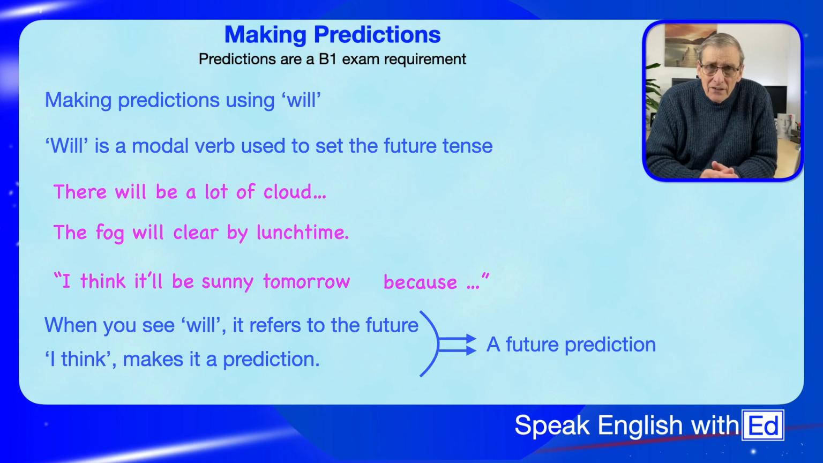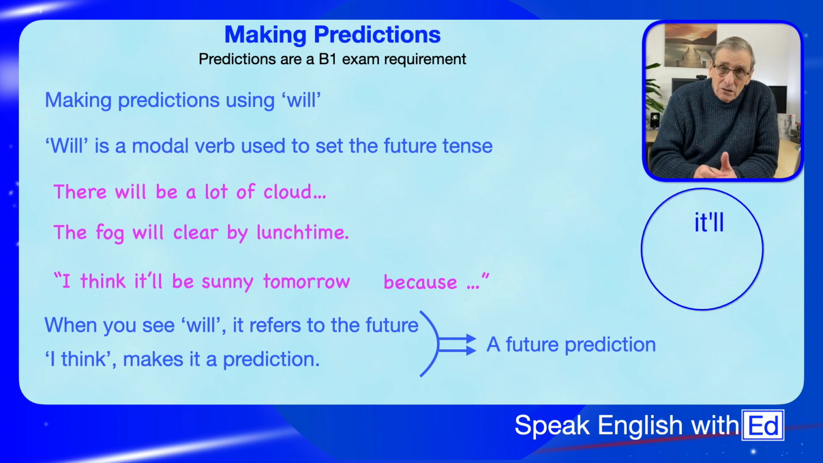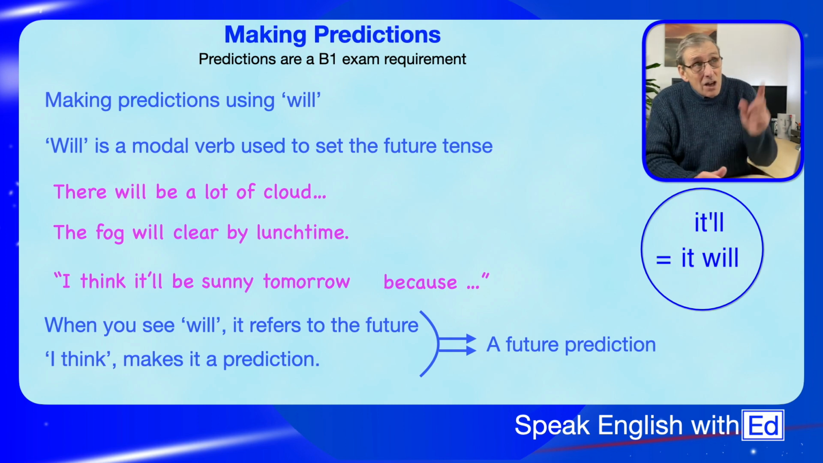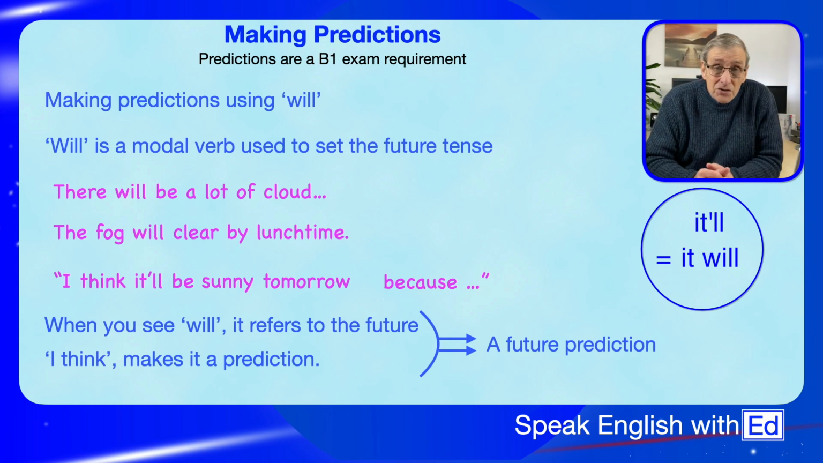Now also we said there, it'll. Now it'll is a contraction of two words. It, will, brought together, shortened into it'll. And it's something you hear a lot in English. Now if you want to know more about contracting words, check out the video at the top of the screen, and you can see a video that we made a little bit earlier about contracting words.